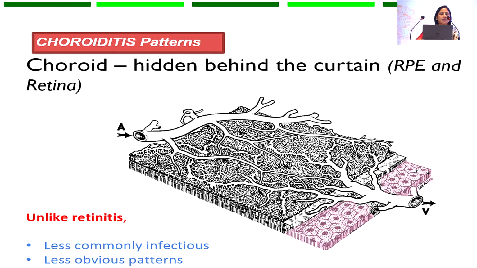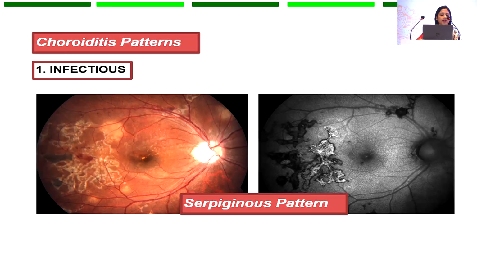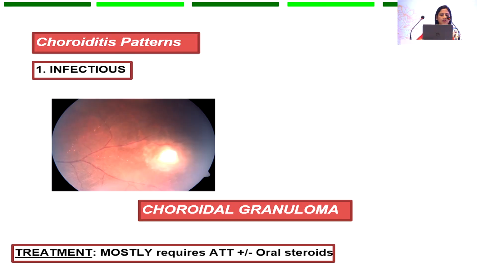So choroiditis is a little subtle and has less specific patterns because it is behind the retina. The three main patterns we are going to touch on: the infective choroiditis pattern, like the serpiginous one, which is usually associated with ocular tuberculosis, and you see the serpentine pattern with irregular margins. Autofluorescence picks up the activity very well, and the hyperreflectivity you see is active choroiditis.